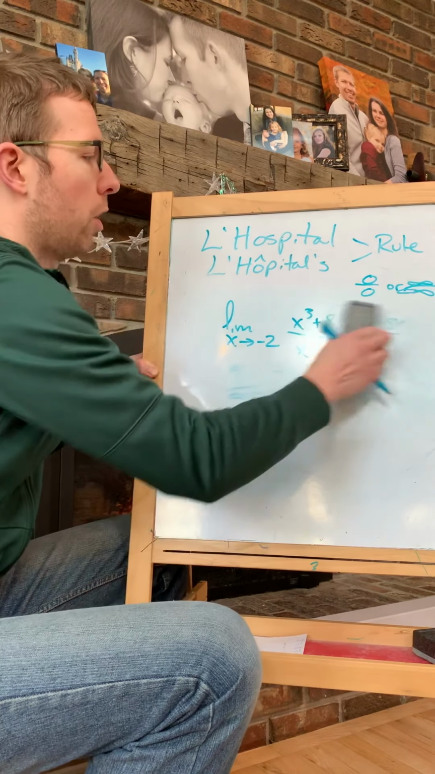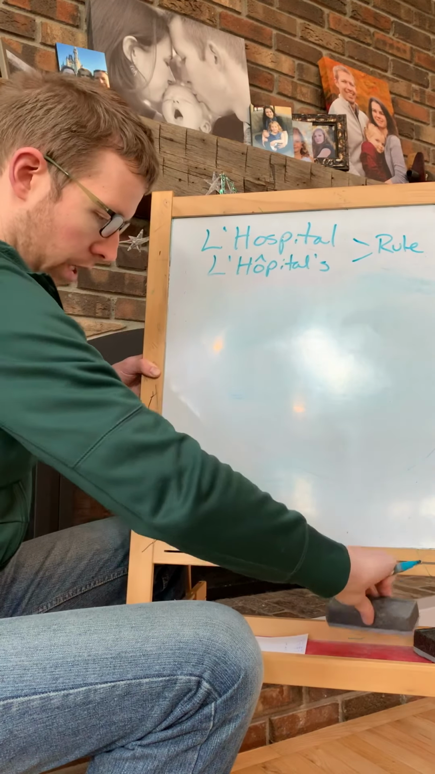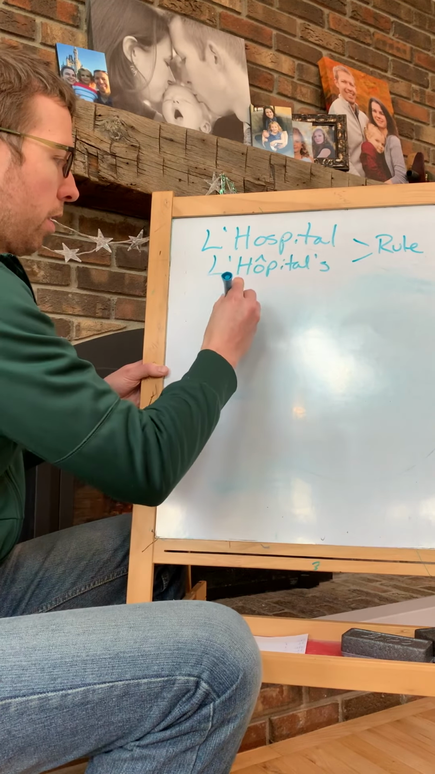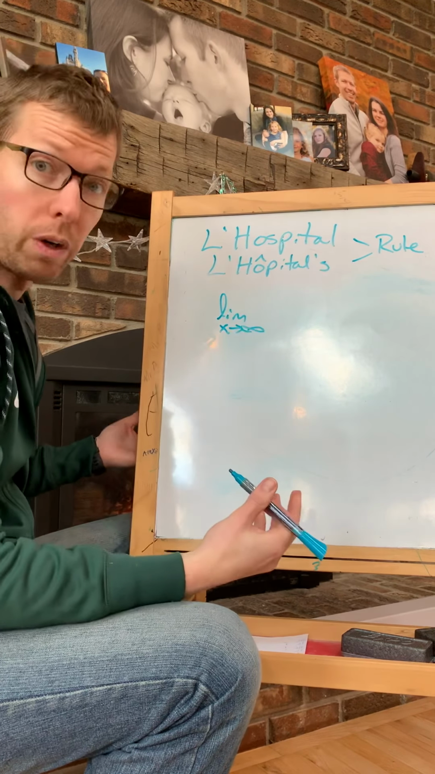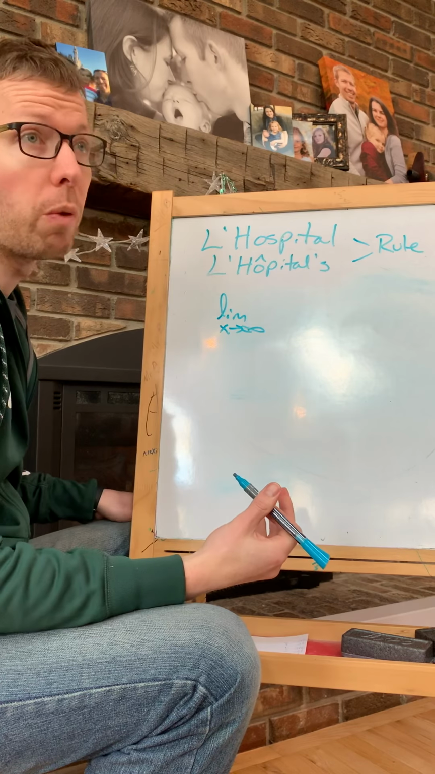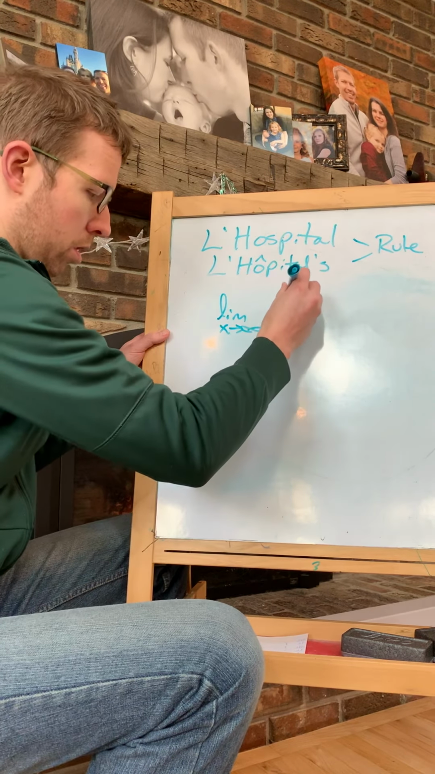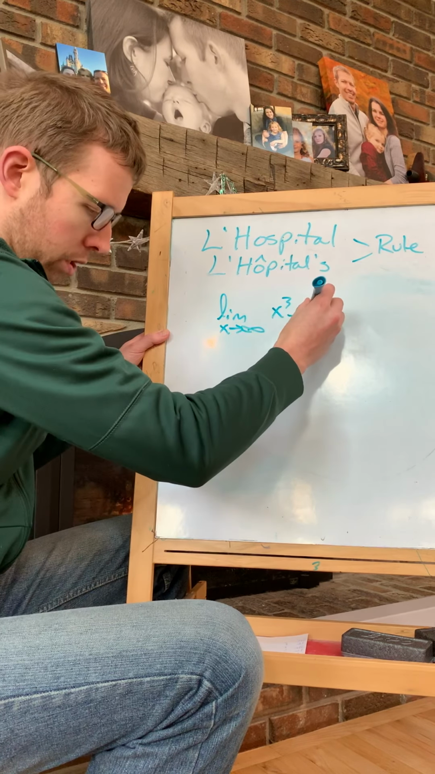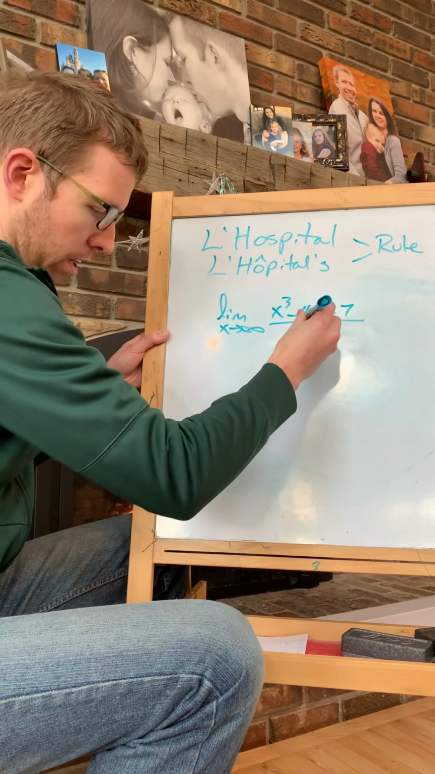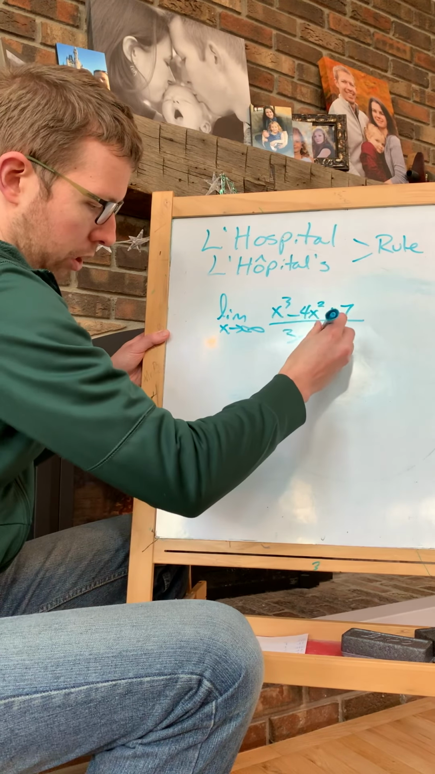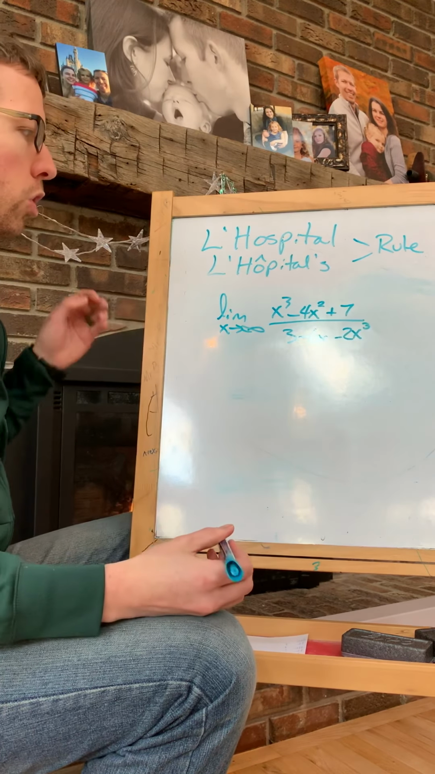Let's look at some problems that get a little bit nastier. So let's say that we had the limit as x approaches infinity, which we're allowed to use it for x approaching infinity as well as x approaching some other number, of x cubed minus 4x squared plus 7 divided by 3 minus 6x minus 2x cubed.